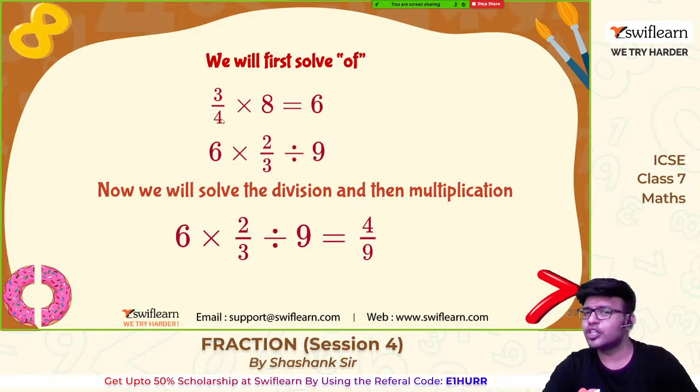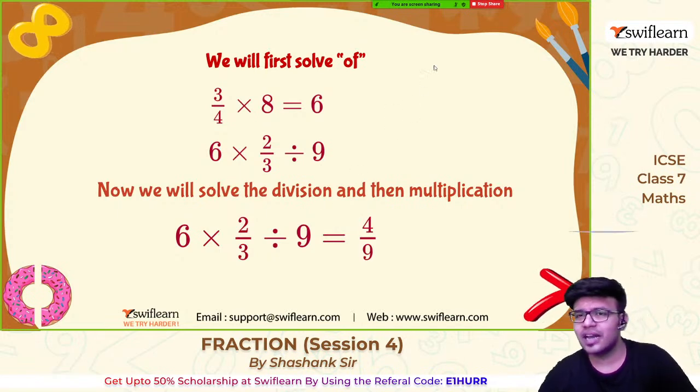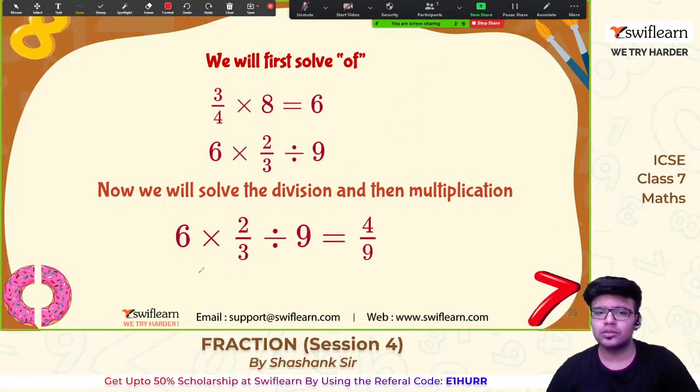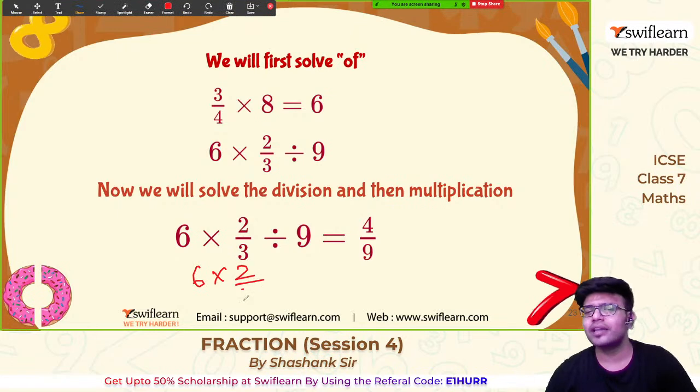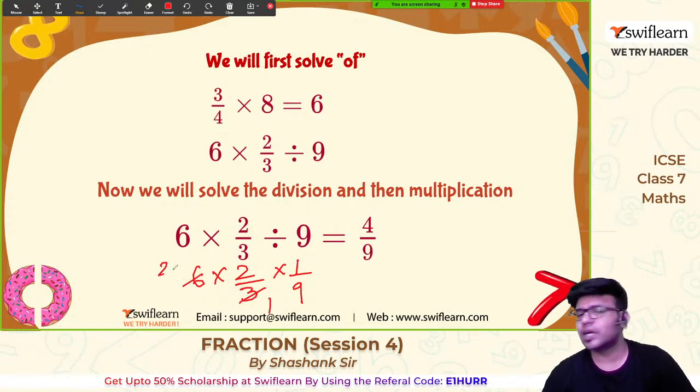See here, first we solve this. 3 by 4 into 8 is 6. 6 into 2 by 3 divided by 9. Now we will solve the division and then the multiplication. So fraction divided by number, how I have told you to solve in the last class. So 6 into 2 by 3 divided by 9 means it will be 1 by 9. Now solve this. 3 1s are 3, 3 2s are 6, 2 times 2 is 4, so it is 4 by 9. This is how we solve it.